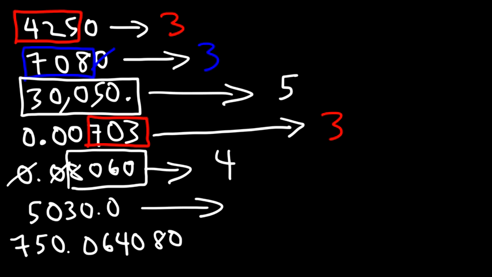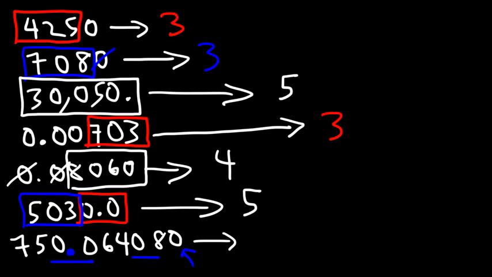Now, in the next number, 5030.0, we have a decimal point, so all of the trailing zeros will be counted, and the 0 between the 3 and 5, that's always counted. So we have a total of 5 significant figures. For the last example, all of the zeros in between the non-zero numbers are counted, and since we have a decimal point, the 0 to the right is also counted. So everything is counted in this example. So there's, let's see, 1, 2, 3, 4, 5, 6, 7, 8, 9. So we have 9 significant figures for that problem.